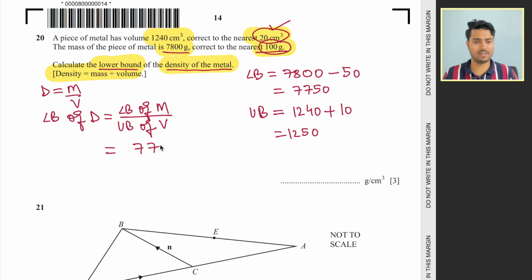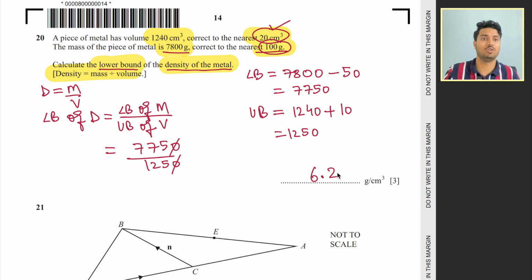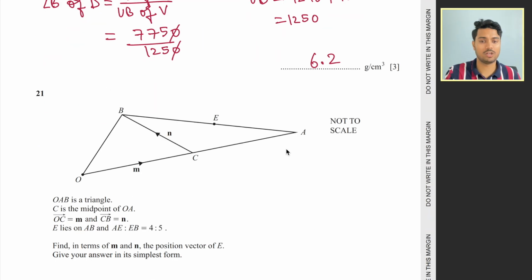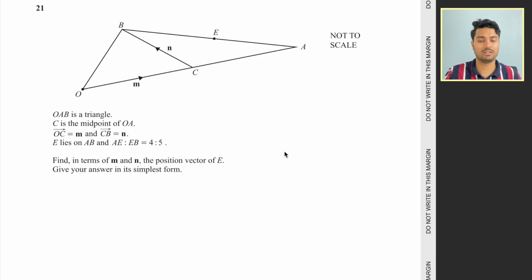So 7750 divided by 1250, the zeros cancel out. Let me check. 775 divided by 125, and the answer is 31 upon 5, which is 6.2 gram per centimeter cube. That's the answer. Let's check question number 21 on vectors.